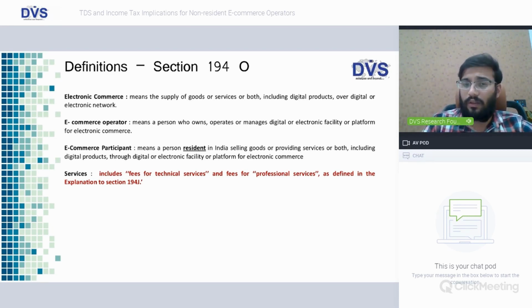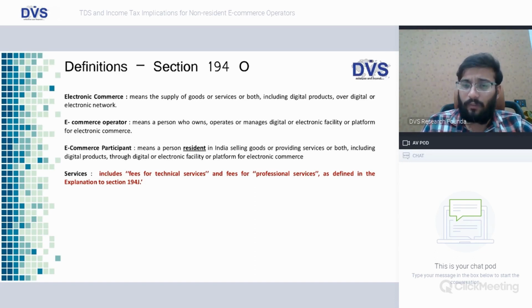So, friends, here the e-commerce participant has to be a person resident in India. In case a non-resident is registered on Amazon, and a person in India purchases something from Amazon, it will not get covered within the ambit of 194O. There may be implications under section 195. Services includes fees for technical services and fees for professional services as defined in the explanation to section 9. So whatever has been defined under section 194J would get covered within the ambit of 194O.